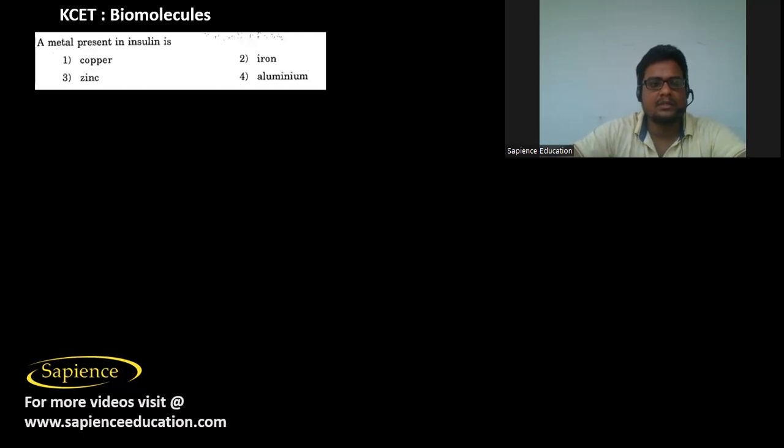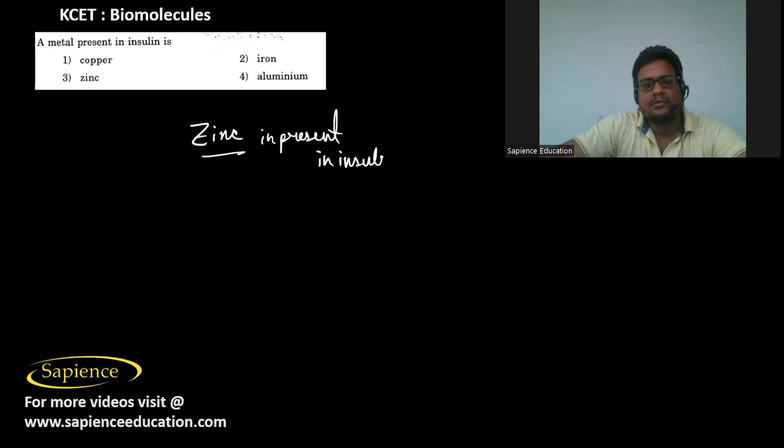And here it is told the metal present in insulin is, so that is zinc. So zinc is present in insulin. So option 3 is the correct answer.